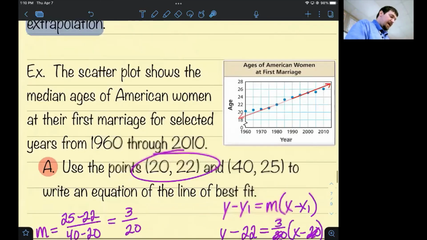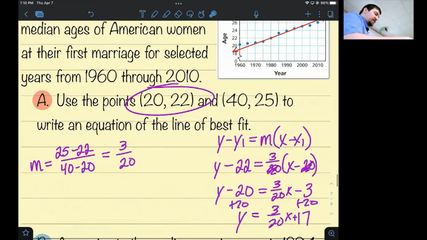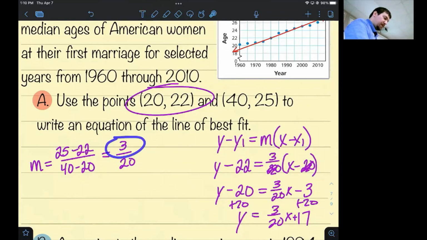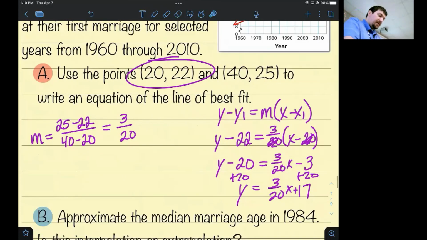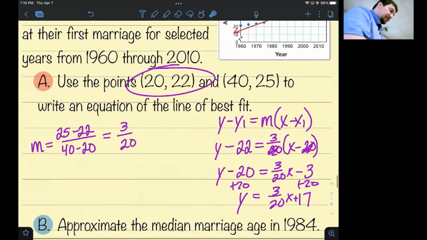So anyways, we used the 2 points to find the slope. y2 minus y1 gave us 3, and x2 minus x1 gave us 20. So there's our slope, 3/20. We used the first point to plug in the x coordinate, so plug in 20, which is already being subtracted in our original formula. And we plugged in 22, which is also being subtracted from y. And that gave us the equation y equals 3/20 x plus 17.